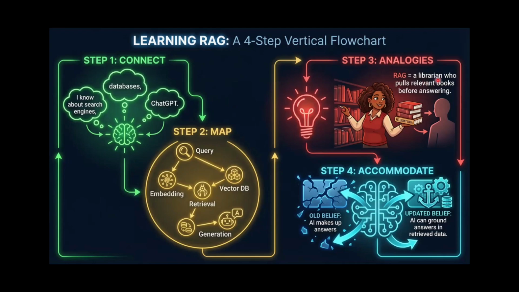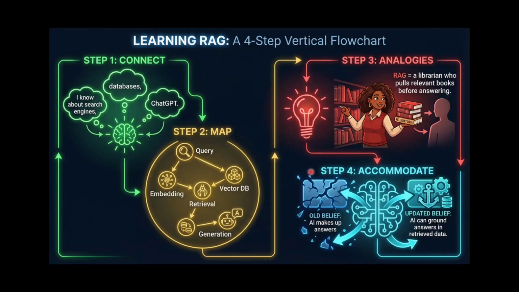Number 3, analogies. With RAG, a librarian who pulls relevant books before answering. That's essentially what RAG is doing. So make the analogy: RAG is like a librarian. Now that creates this visual for you. You understand what librarians do. That really does allow you to cement the knowledge and make it stick. That is now weaving it into your schema.